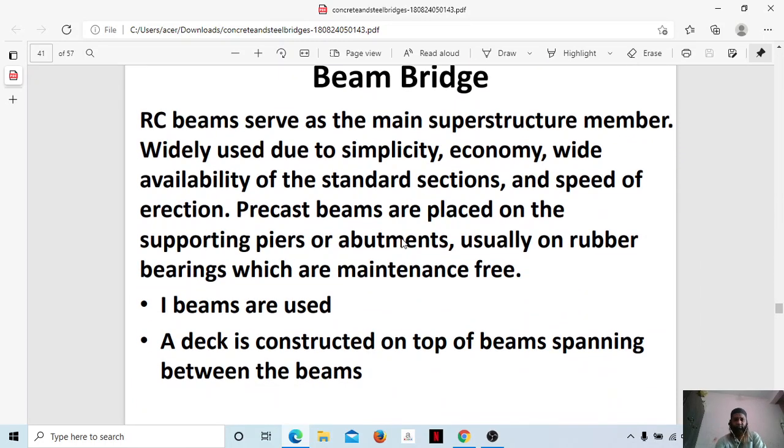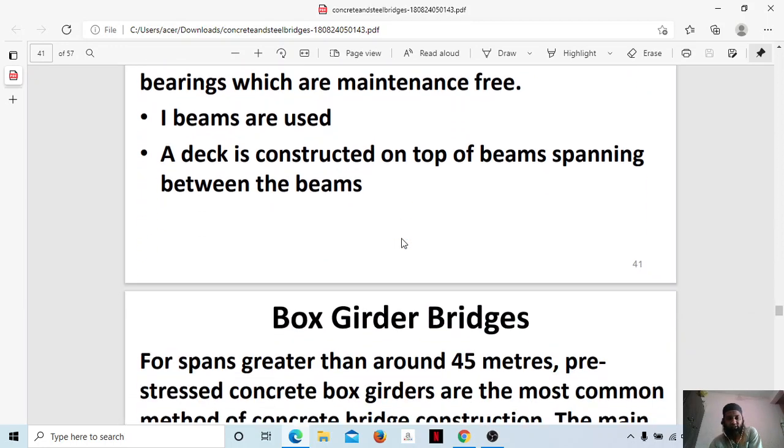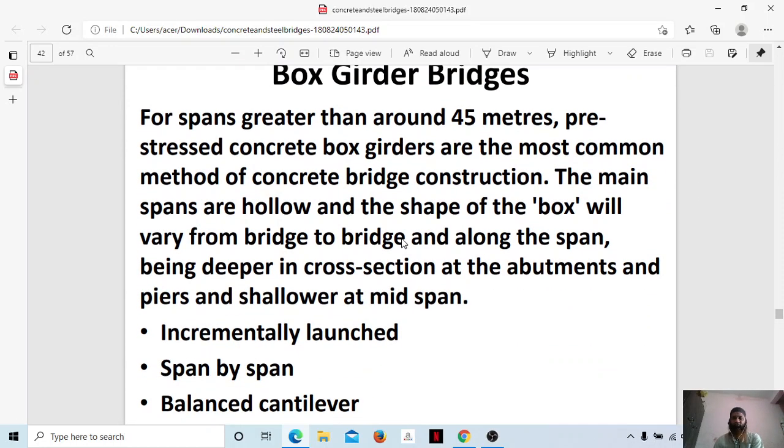In a beam bridge, the RC beam, reinforced concrete beam, serves as the main superstructure member, widely used due to simplicity, economy, wide availability of standard sections, and speed of erection. As I told you, it is made beforehand in the industry and just brought to the site and erected there. Precast beams are placed on the supporting piers or abutments, usually on rubber bearings, which are maintenance free. I beams are used. Once the beams are placed, a deck is constructed over them, spanning between the beams. Box girder bridges are for spans greater than 45 meters.